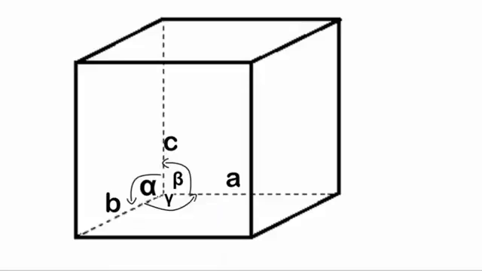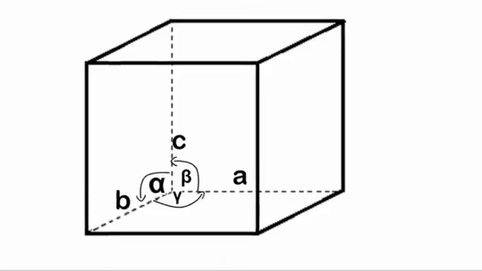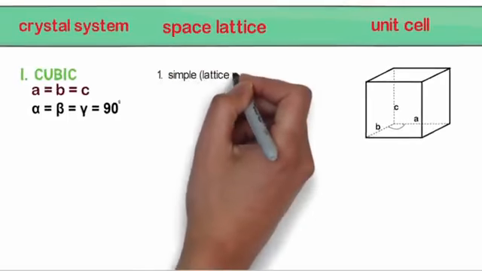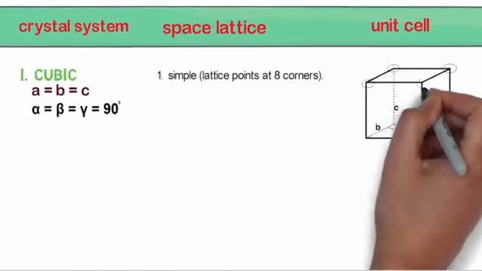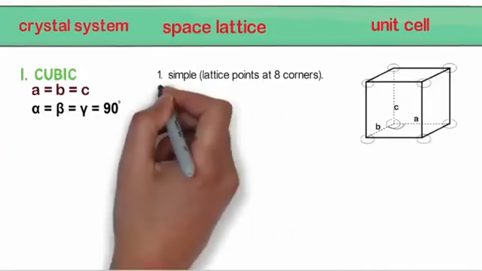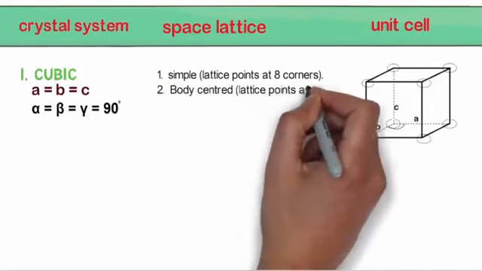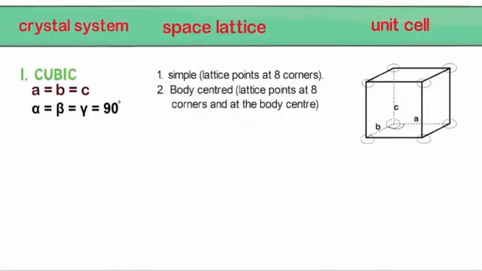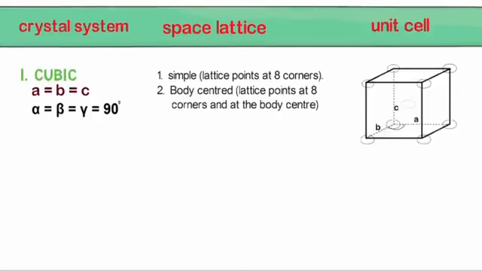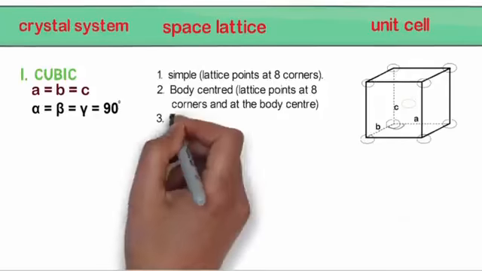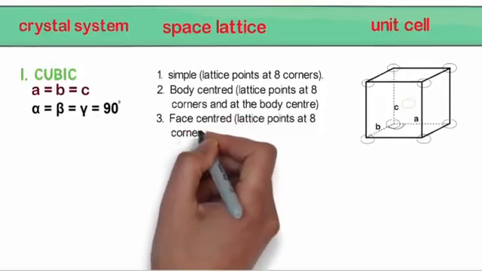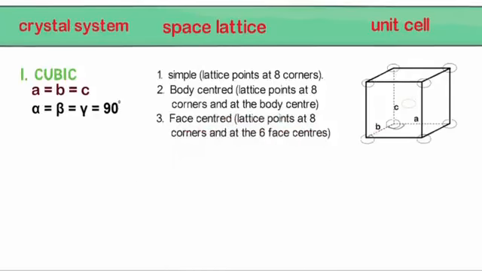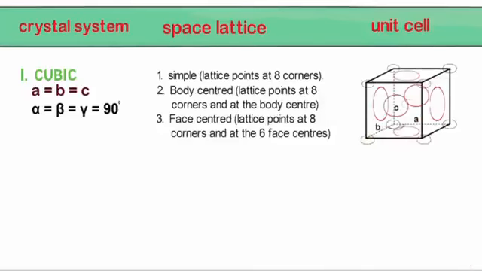This crystal system can have three different space lattice. The first one is simple cubic, where atoms are placed at 8 corners. The second one is body-centered cubic, in which atoms are kept at 8 corners and also at body center of the unit cell. And the third one is face-centered, in which atoms are kept at 8 corners and at the 6 face centers of the unit cell.